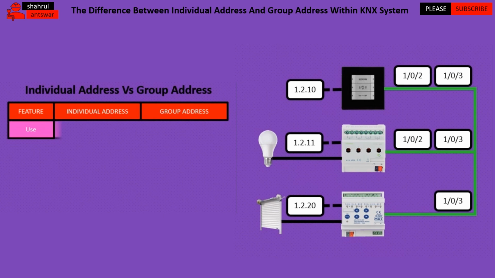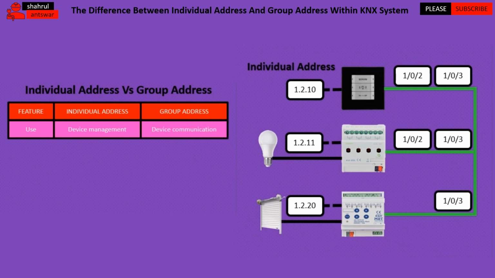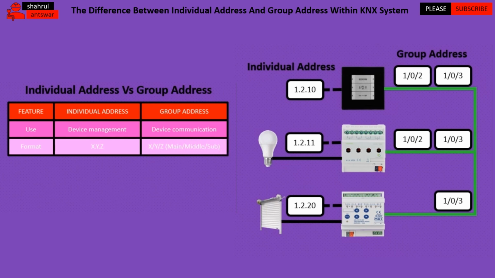Use. Individual address is used for device management, while group address is used for device communication. Format. The format for individual address is X.Y.Z, while the group address format is X/Y/Z. Uniqueness. Individual addresses are unique for each device, while multiple devices can share the same group address.